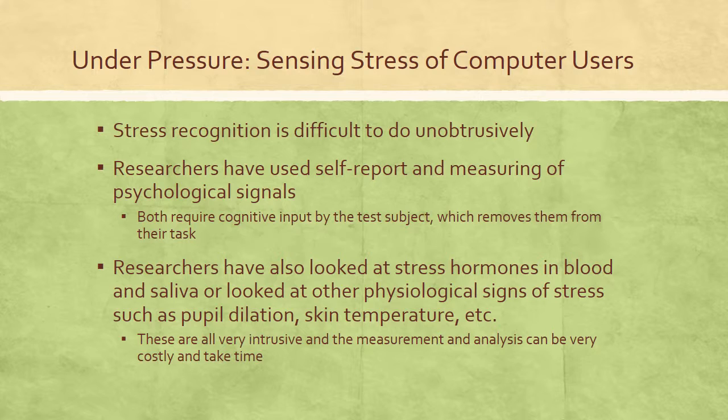skew results. Another way researchers have tried to detect stress is by using stress hormones in blood or saliva, or looking for other physiological signs such as pupil dilation or skin temperature. The problem with those is they were very intrusive. The users have to give blood or saliva or have a lot of sensors on them, so it can also skew results, possibly making the user more stressed.